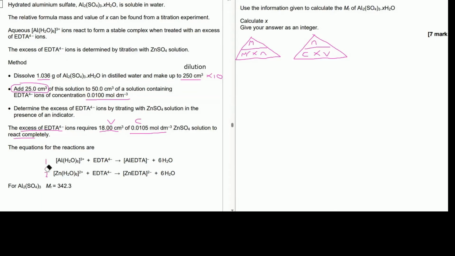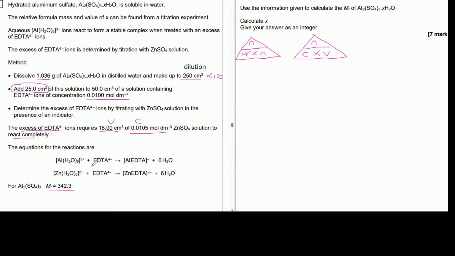Whenever you get two equations in a titration, you're looking at what we call a back titration. And this is where you calculate the excess EDTA and you subtract it from the original amount of EDTA, which we can work out here. And what that does is that allows us to work out how much EDTA reacted in the first equation and work out your missing moles. So let's get into it. We've also been given the Mr, which confirms we're going to have to use this equation here.